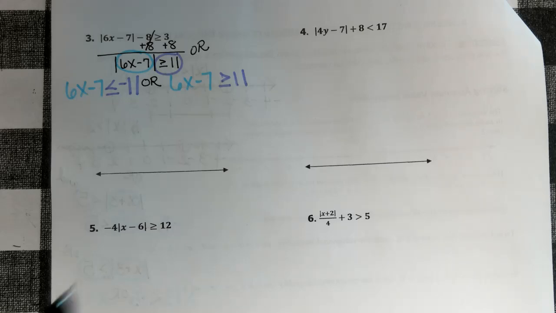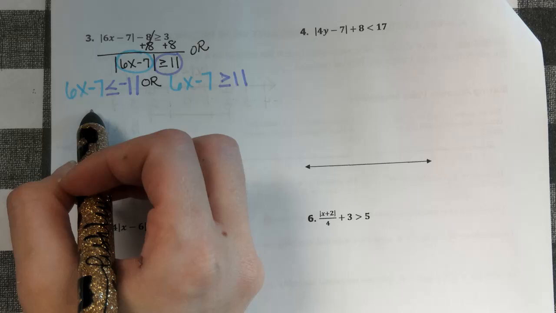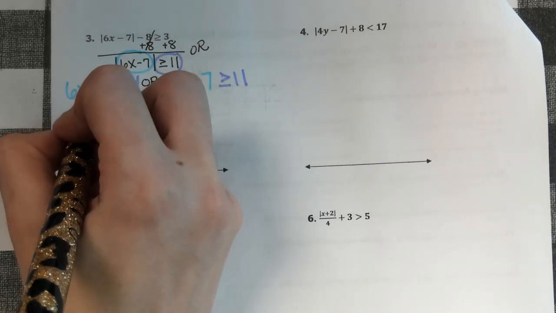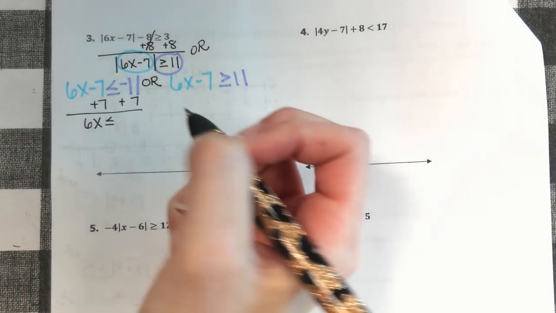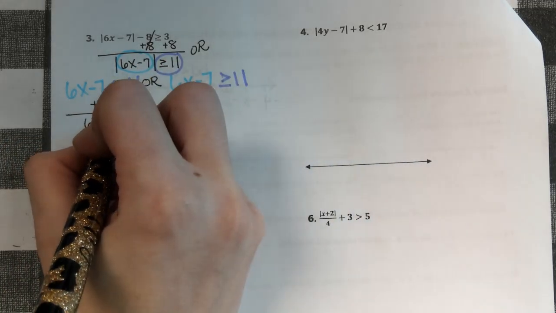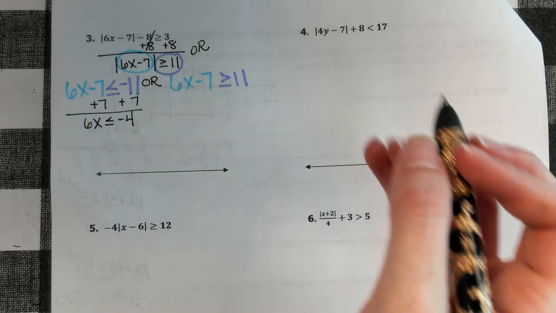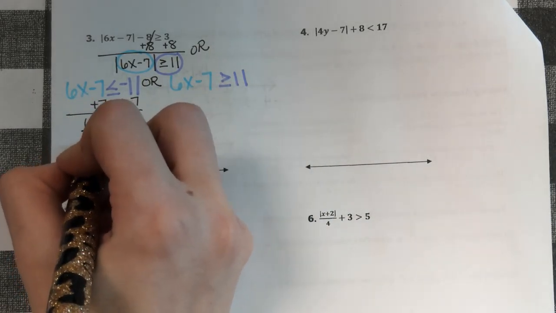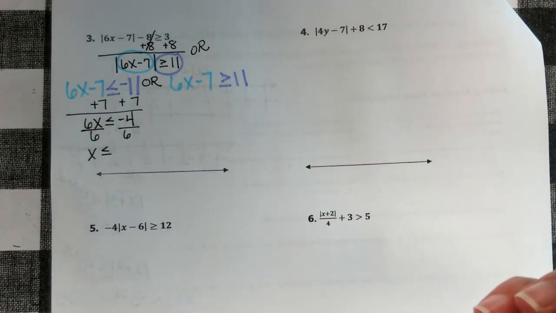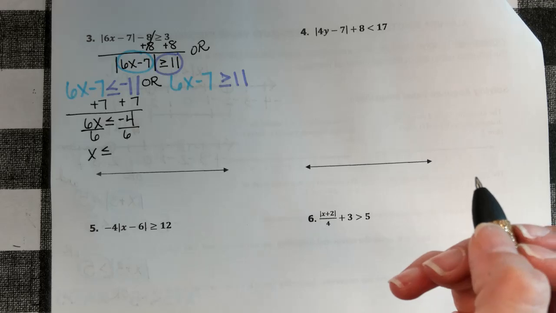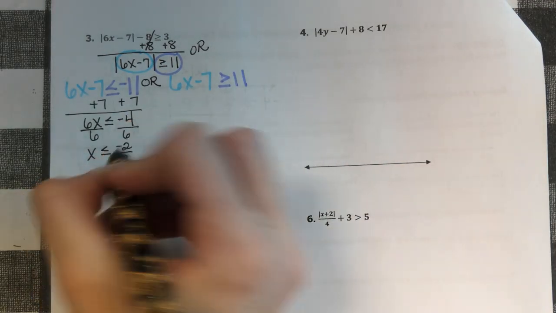All right, now I just solve it. So if I have 6x minus 7 is less than or equal to negative 11, what am I going to do? Add my 7. 6x is less than or equal to negative 11 plus 7, negative 4. And then divide by 6. X is less than or equal to negative 4 divided by 6, which simplifies to what? Negative 2 over 3. Very good.